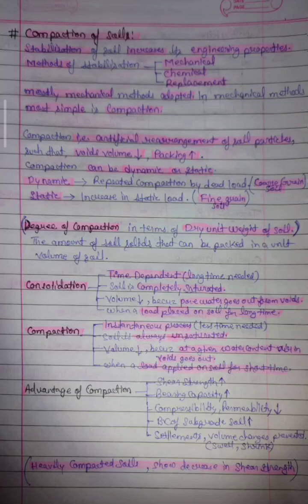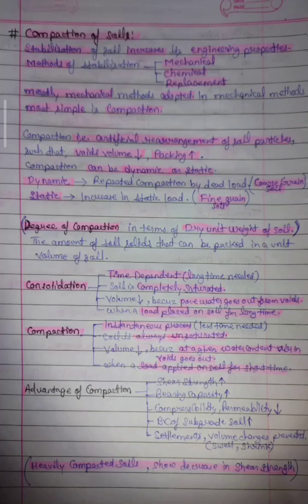Compaction can be dynamic or static. Dynamic means repeated compaction by dead load, that is more applicable in case of coarse grain soil. Static compaction means increase in static load. It is applicable more in fine grain soils.